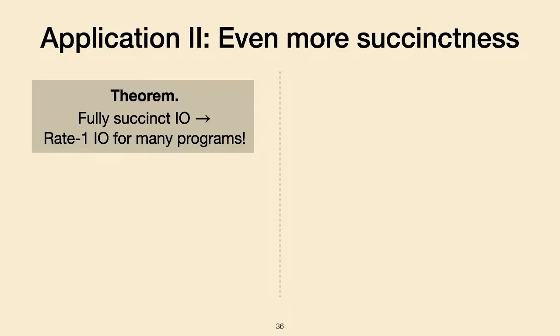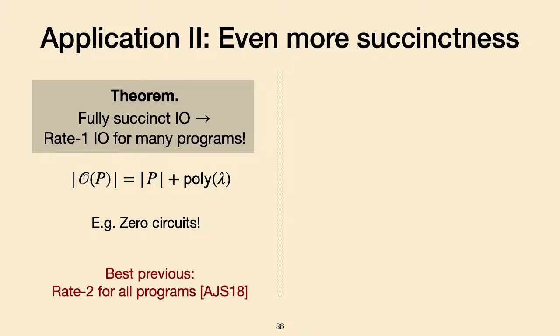So that means the obfuscation size is really just rate 1 in the size of the original program. And we didn't know how to do anything better than rate 2 before this work. And one example is, for example, a null circuit. And for null circuits, we can get rate 1 I/O. And a few more. And the best previous thing that we knew was rate 2 by this work of Prabhanjan, Abhishek, and Amit. And so yeah, the fully succinct I/O abstraction gives the rate 1 very easily for zero circuits.